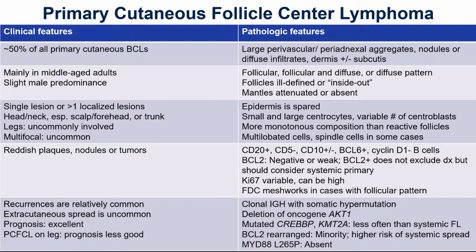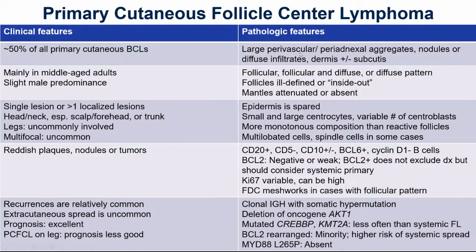Clinically, these lesions have the appearance of reddish plaques or nodules, or they may form large tumors, like in the case that I showed. Recurrences are relatively common, but they're mainly in the skin. Extracutaneous spread is uncommon, and the prognosis is overall excellent. Although strangely, when primary cutaneous follicle-centered lymphoma occurs on the leg, the prognosis is less good.